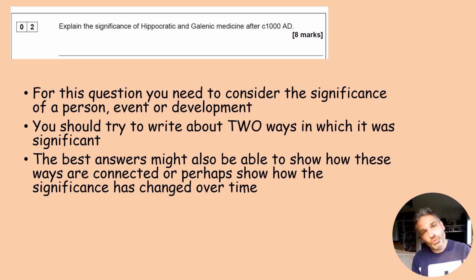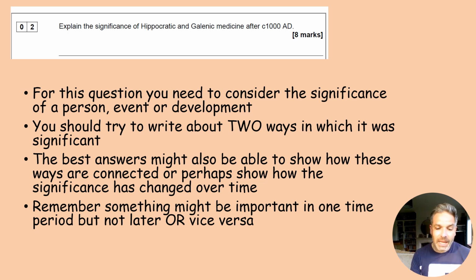Now, the best answers are also able at the end to show maybe, if you've talked about two ways that are significant, how those things were connected, or maybe a good way to think about it is thinking about how that significance changes over time. Okay, that's a really good way to think about this. Remember, it could be that something is significant at one period but not at another. So in this case, Hippocrates and Galen clearly very significant during the medieval era, but that significance declined throughout the Renaissance, and that would be a good conclusion.